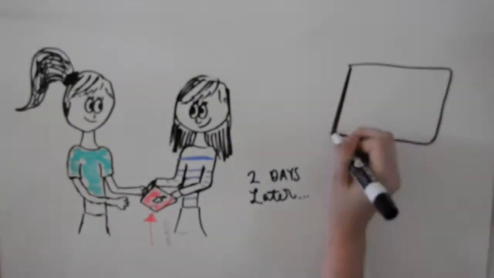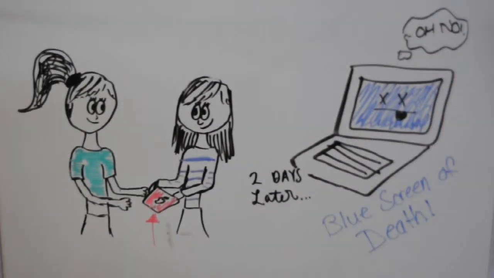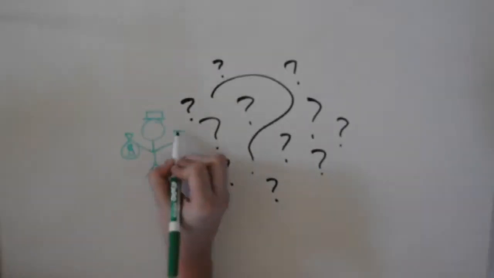2 days later, she returns it to you apologetically. It's stuck on the dreaded blue screen of death. You're really angry because you trusted your roommate with your laptop and now it's broken. So what happens next? That depends.